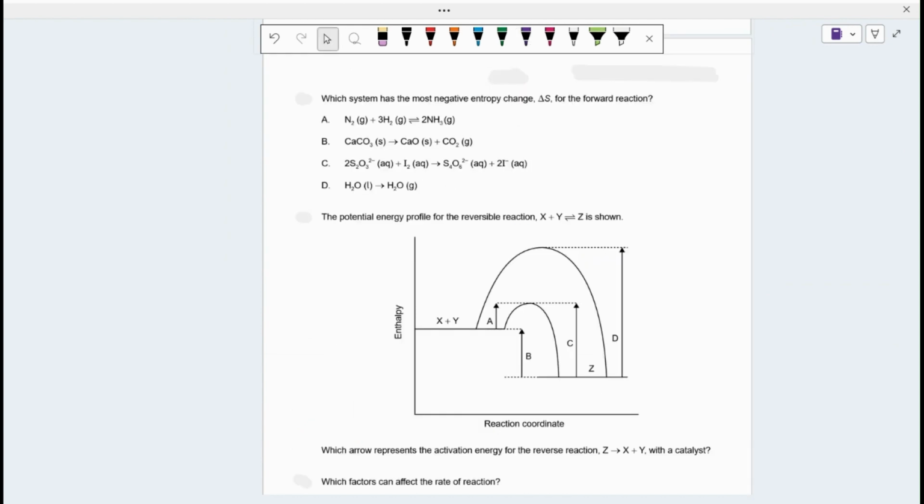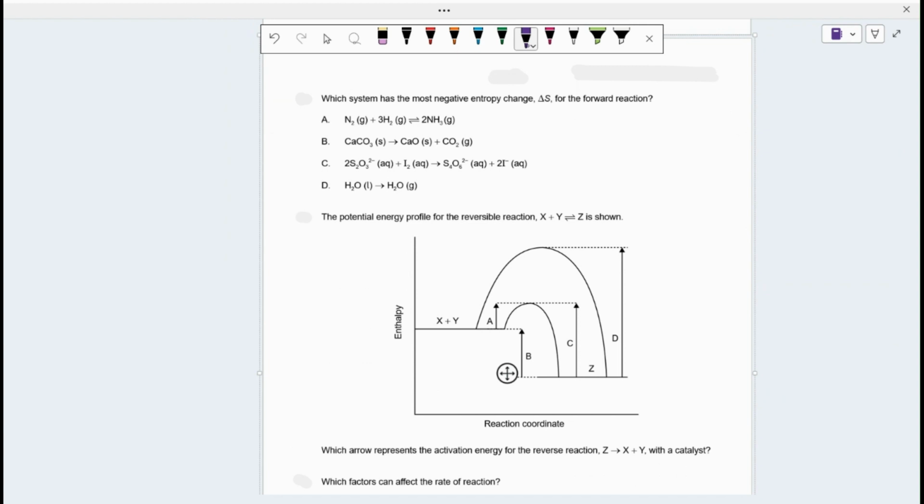Which system has the most negative entropy change for the forward reaction? Most negative entropy change. So we are getting more ordered. Okay, we're moving towards order. So that means we're moving from lots of moles of gas to fewer moles of gas. So where do we have lots of moles of gas? First one, so that's the process for ammonia actually.